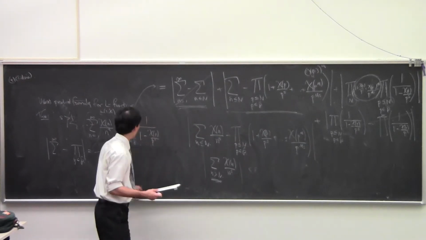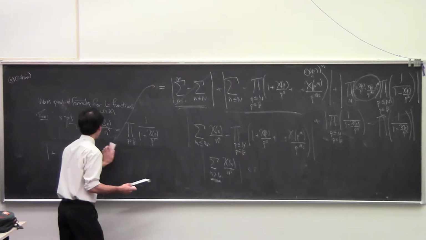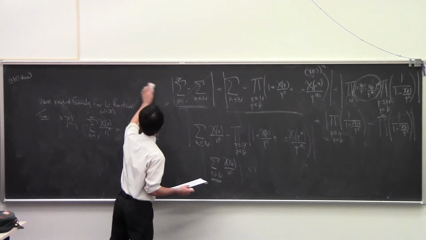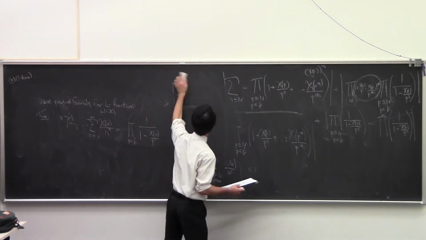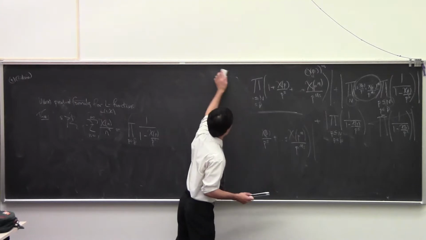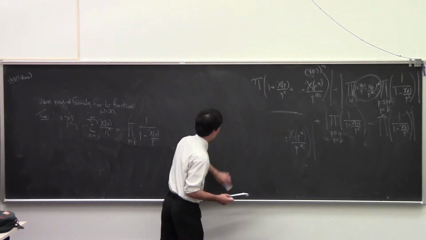Okay, so the cool corollary of this is the fact that the L function that corresponds to the trivial character is actually the zeta function up to a constant.